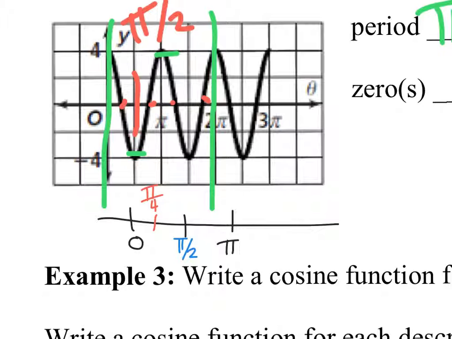So if you go 0 pi's over 4, 1 pi over 4, 2 pi's over 4, that's the same thing as pi over 2. 3 pi over 4, 4 pi over 4. I'm just going up by a fourth each time. 5 pi over 4, 6 pi over 4, 7 pi over 4, 8 pi over 4. 8 pi over 4 is going to be at 2 pi. Okay, that's how I'm doing that with the fraction.